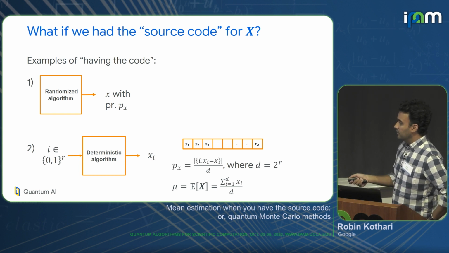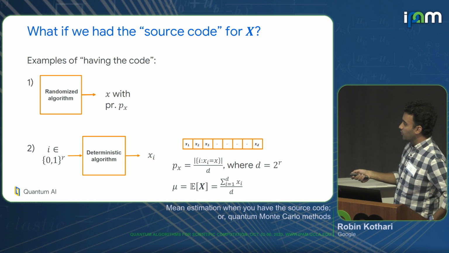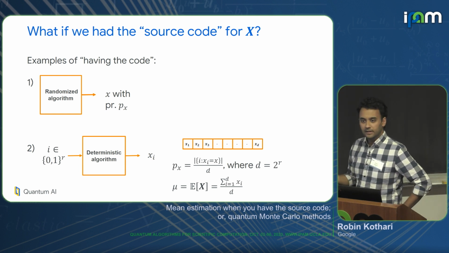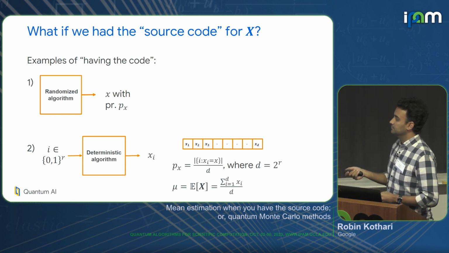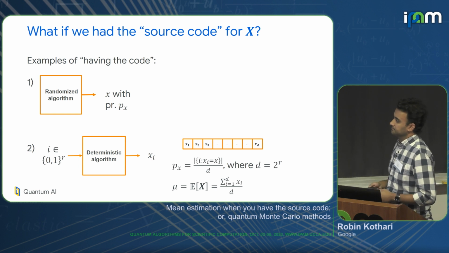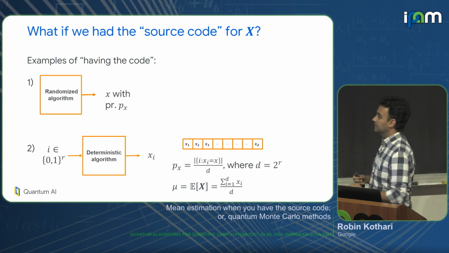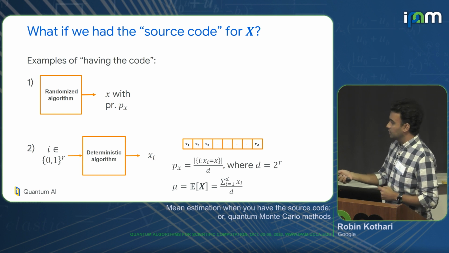This is the quantity that we want to compute. And you can think of this deterministic algorithm as just encoding this super long string x of length 2 to the r. And you just want to compute the average of these numbers. So that's another way of thinking of having the code. This is actually without loss of generality.